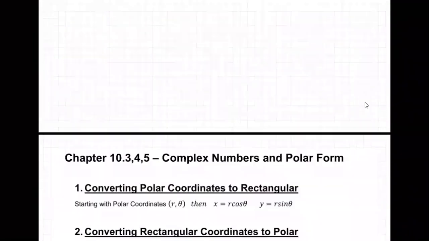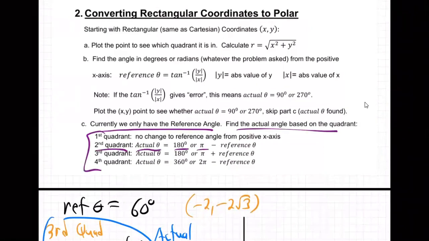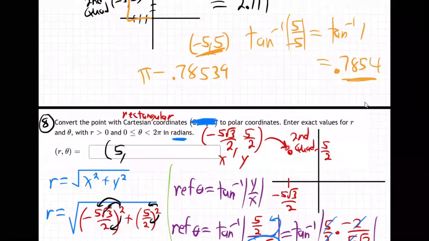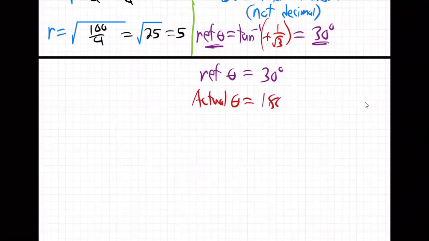Now, how do we get to the actual angle? Well, that's the notes. Currently, we only have the reference angle. To find the actual angle, it's based on the quadrant. We're in the second quadrant, so the actual angle is 180, or pi, we're using degrees right now, minus the reference. That's why we graphed it in the beginning. It's backing up, second quadrant. So the actual angle is 180 minus the reference angle.